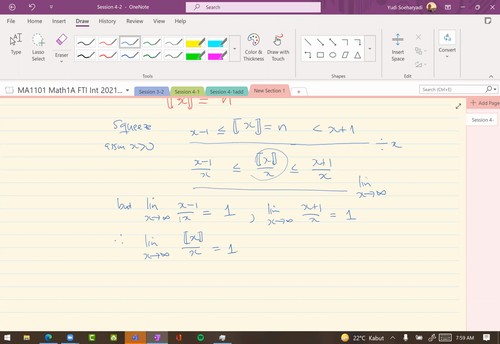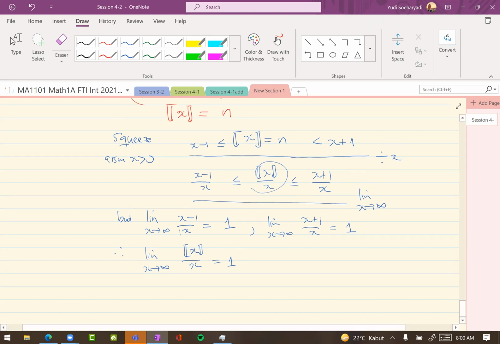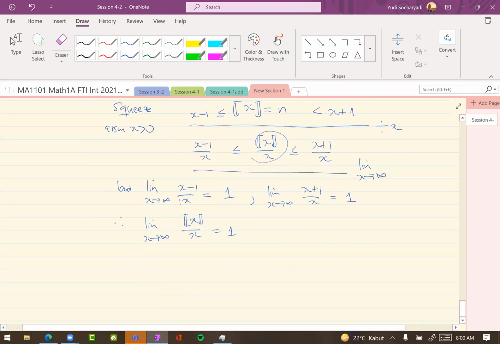Okay, so this tells you that when x is large, rounding x down to the nearest lower integer, divided by x, is just 1. Equally large, I would say. Questions?